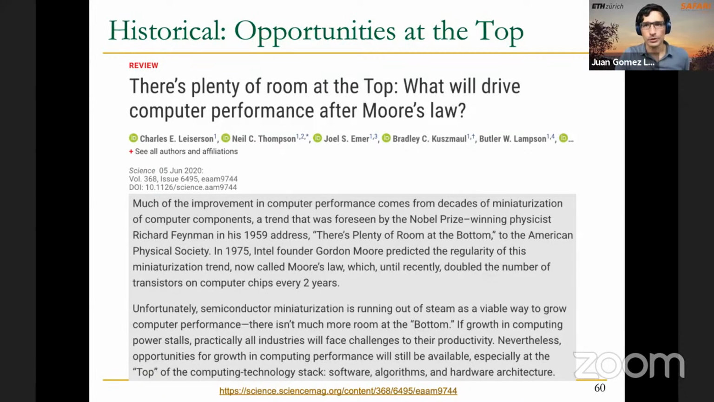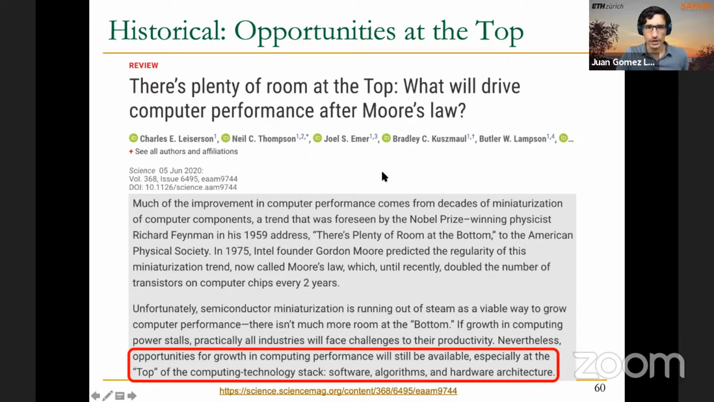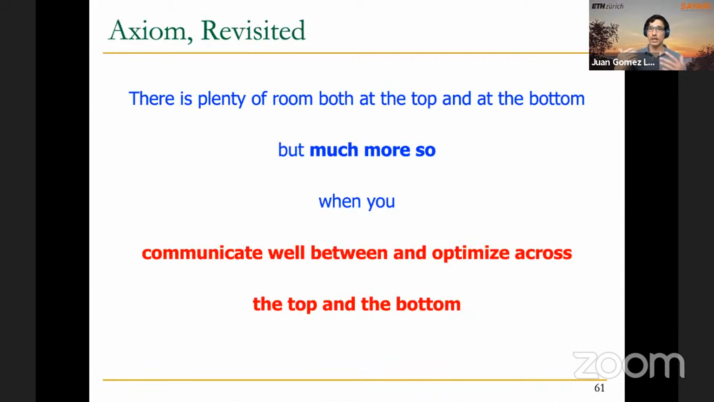And we have also one good example in this paper: "There's Plenty of Room at the Top." There is also something interesting that you can read in the abstract: opportunities for growth in computing performance will still be available, especially at the top of the computing technology stack: software, algorithms, and hardware architecture. So this is the transformation hierarchy that we talk about, and this is why we need this expanded view of computer architecture, because there is plenty of room at the top, plenty of room at the bottom, but much more so when you communicate well and optimize across all the layers of the computing stack from the top to the bottom.